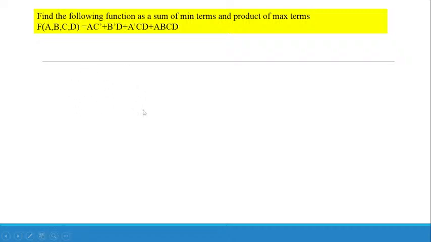Okay. So coming to this problem, find the following function as the sum of minterms and product of maxterms. So they are again asking you to express a given function in standard SOP form and standard POS form. That is canonical SOP and canonical POS. So what are the steps for SOP form now?